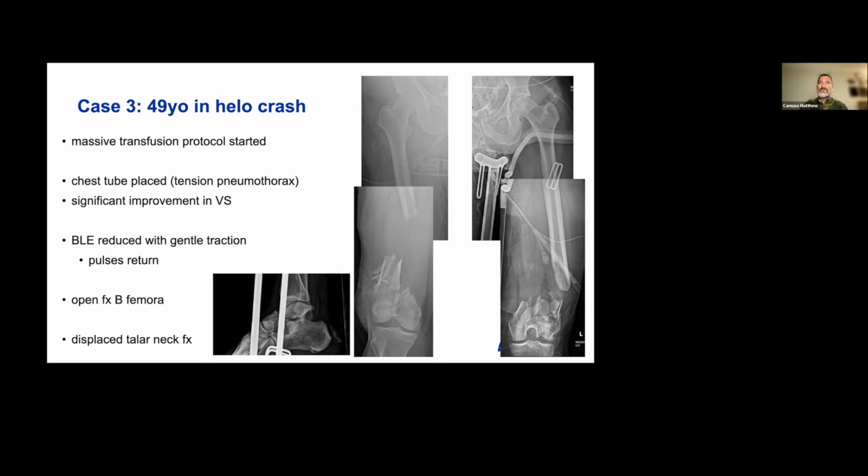The orthopedic team straightened out his legs and his pulses returned, and he's got these injuries: so bilateral open femurs, a displaced talar neck. Woe was him.